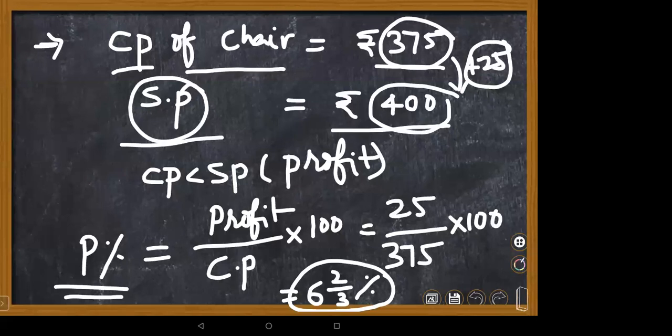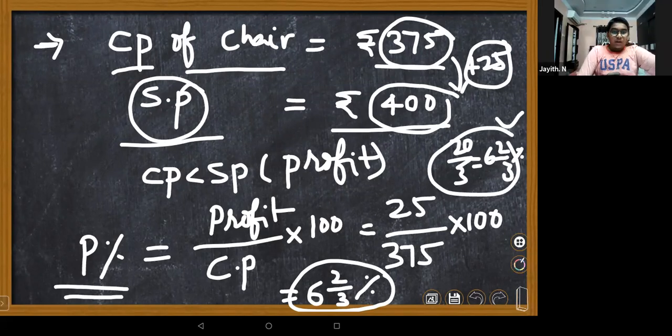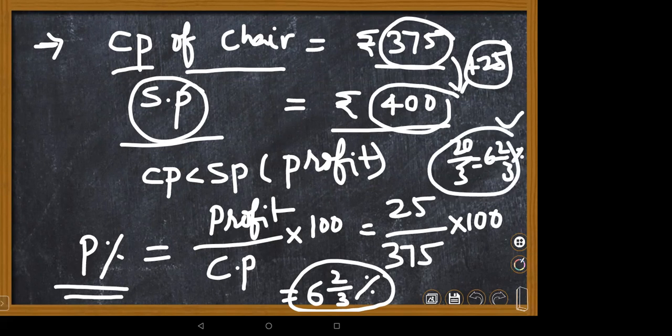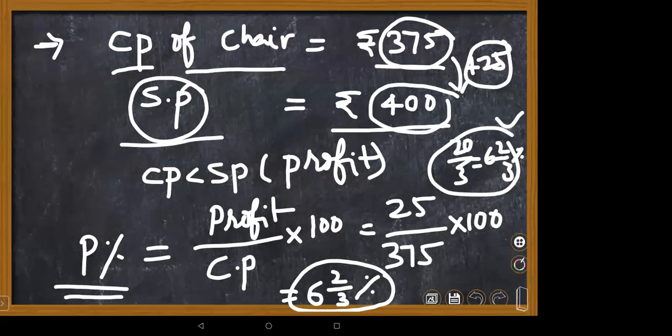Ma'am, 20 by 3 is not correct. 20 by 3 is also correct; if you simplify 6 by 3, it is 2 by 3. Same, it is 20 by 3, an improper fraction. An improper fraction we always convert into a mixed number. Improper fractions are not allowed as a final answer; you need to convert them into mixed numbers.